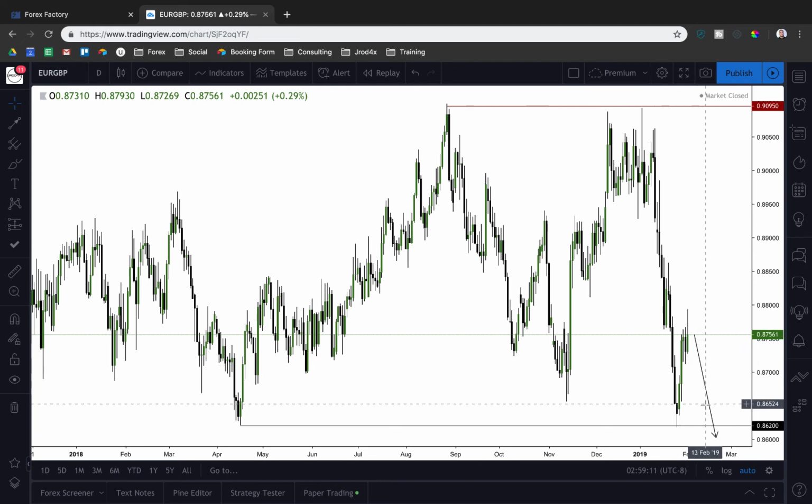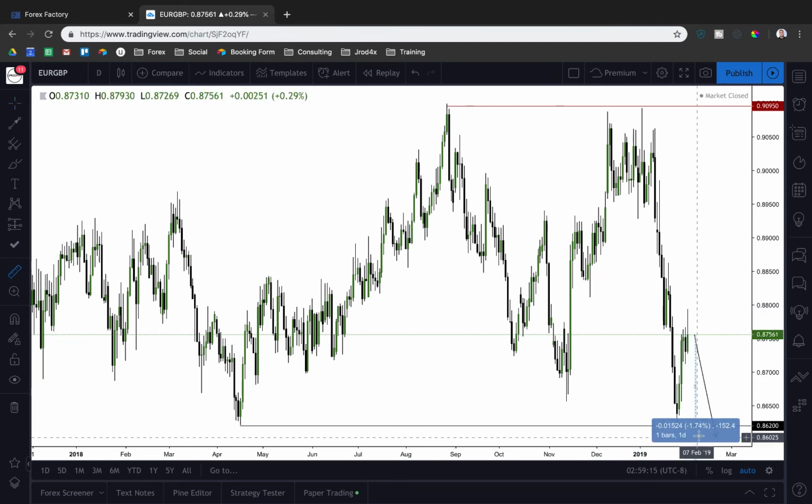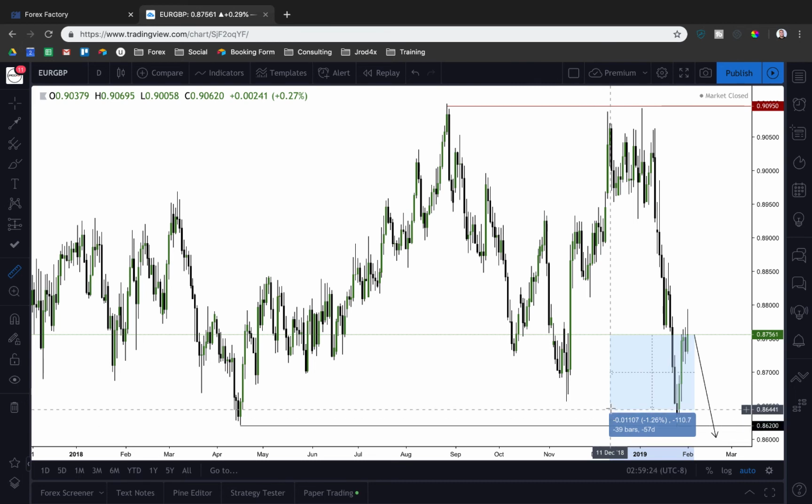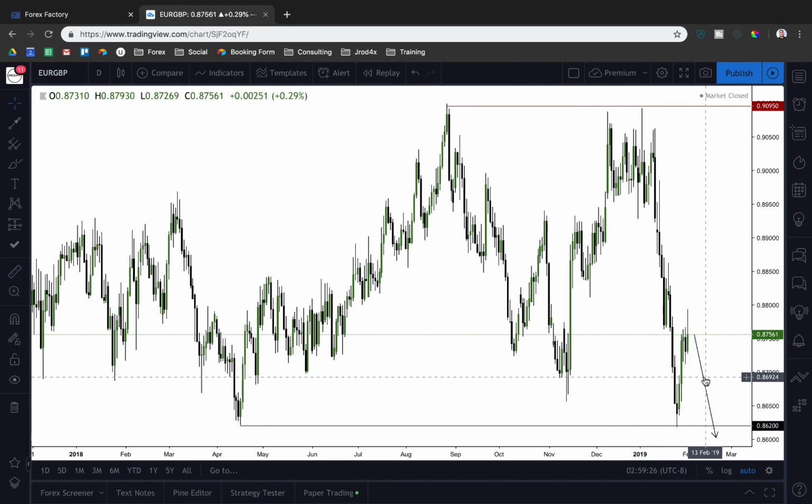And if you compare that with the potential downside we have on Euro GBP, from where we're at now to the equal lows, we have 130 to 135 pips. So relatively equal with our analysis on British pound for about 150 pips.